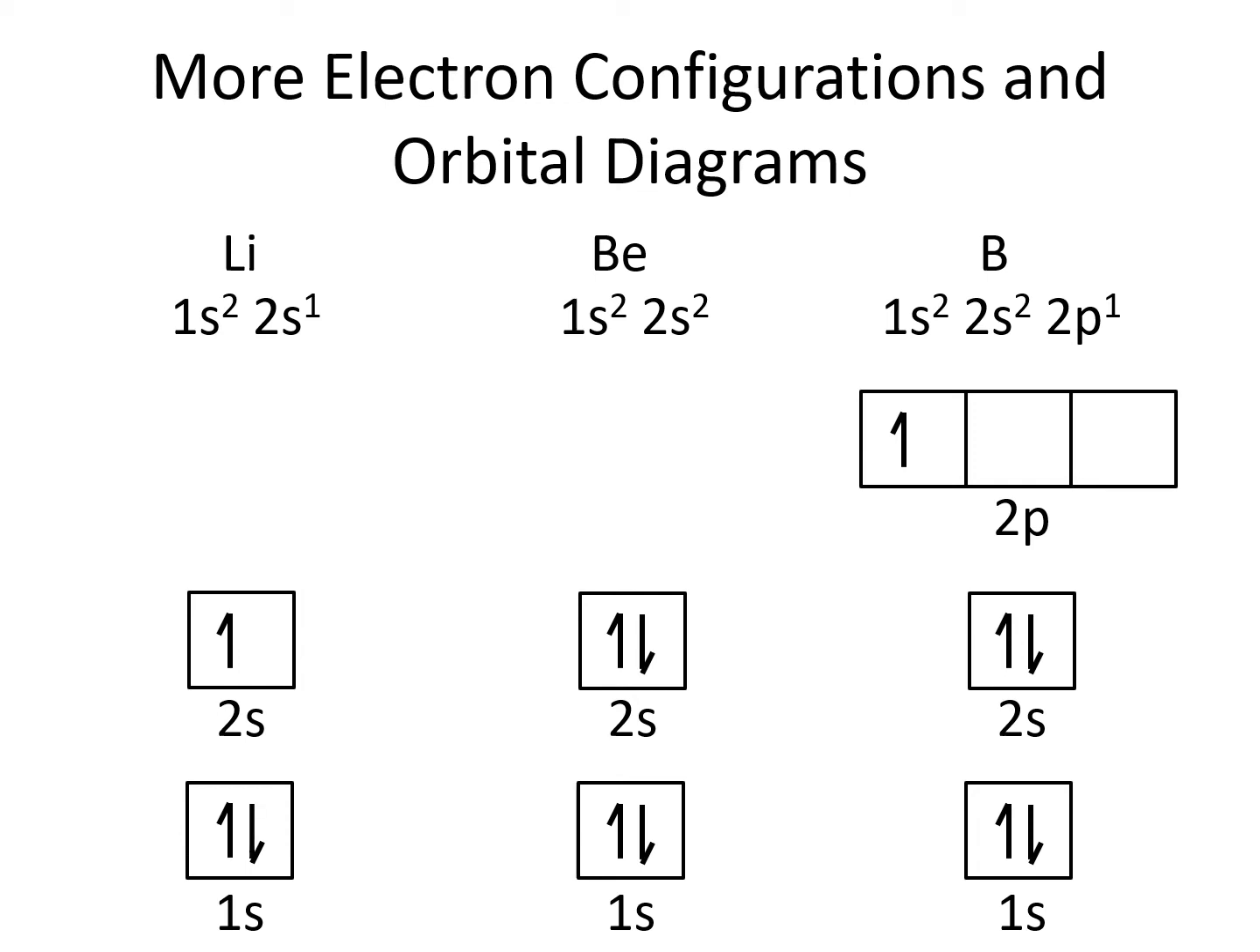Boron has 5 electrons, 2 of which are in the 1s, 2 of which are in the 2s, and 1 of which is in the 2p. By convention, we usually do the spin up electron first, and by convention, we usually do the leftmost box first, but it doesn't really matter. However, once we have an arrow pointing one way, the next arrow in the box must be pointing the other way. Otherwise, the electrons would not be following the Pauli exclusion principle.